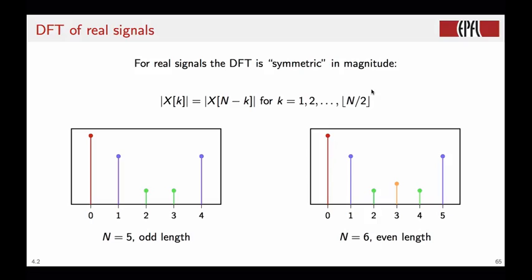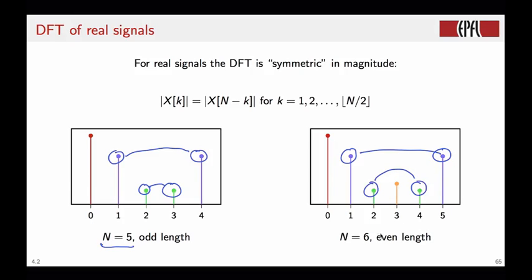So in the case of an odd length signal, what we have is the following. The coefficient in 0 is free. The coefficient in 1 will be equal to the coefficient in big N minus 1. Here we have n equal to 5, so this will be equal in magnitude to the coefficient in 4. And the coefficient in 2 will be equal in magnitude to the coefficient in 3. Now, if we take n equal to 6, so an even length space, the coefficient in 0 will be free. The one in 1 will be equal to the one in 5 in magnitude. The one in 2 will be equal to the one in 4 in magnitude, and the one in k equal to 3 will be free.